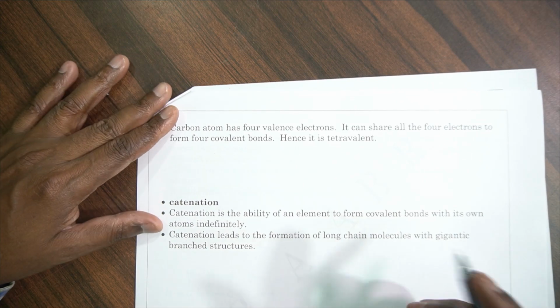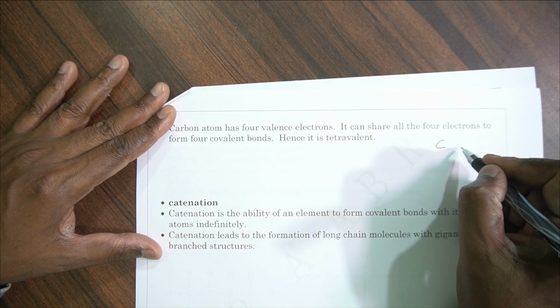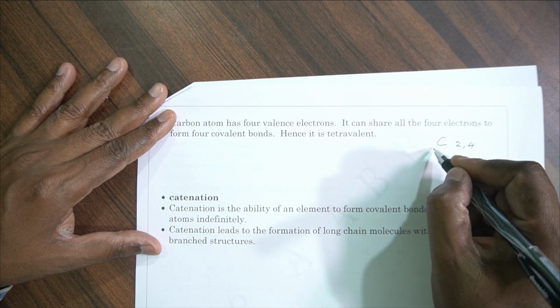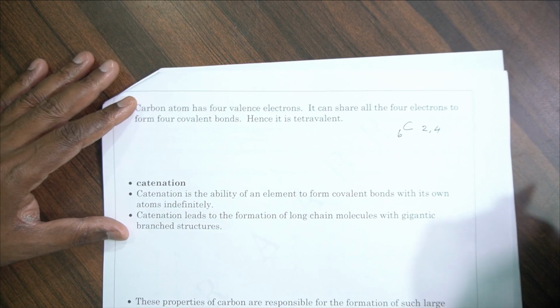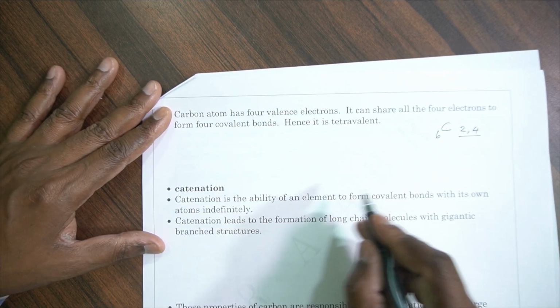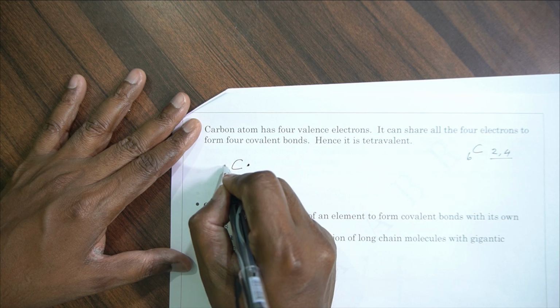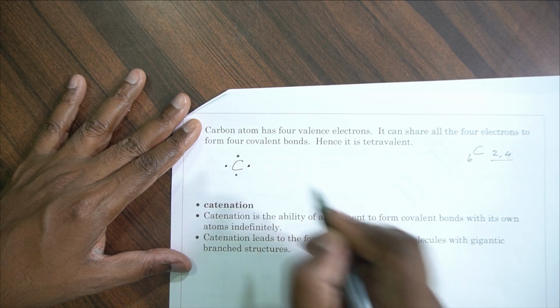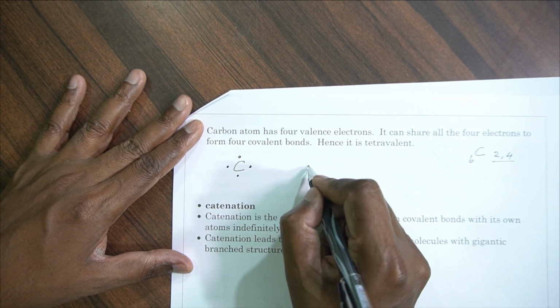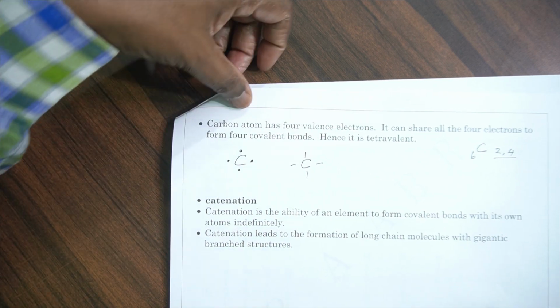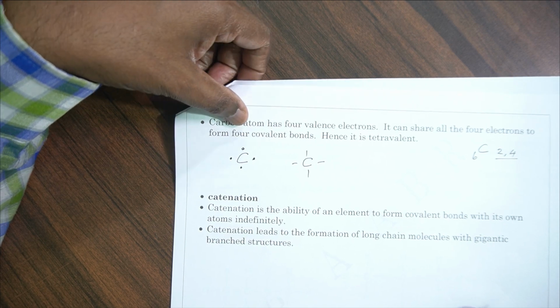How? Because we know that the carbon atom has the electronic configuration 2, 4. The atomic number of carbon is 6. So the configuration is 2, 4. So the valence shell of carbon has 4 electrons. In other words, there are 4 valence electrons. Therefore, carbon can form 4 covalent bonds. So this is what is called tetravalence.